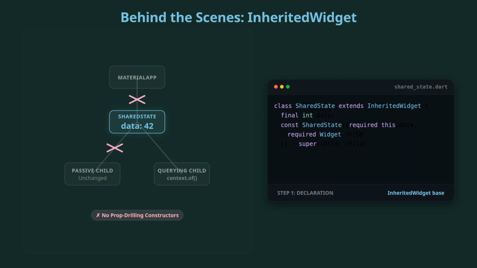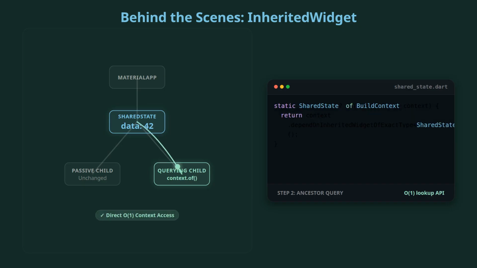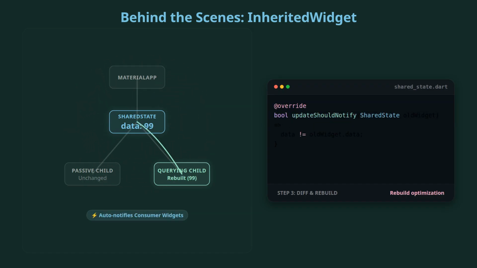Every single high-level state management package in the Flutter ecosystem, from Provider to Riverpod to Bloc, relies on a single built-in low-level widget, the InheritedWidget. Instead of passing data down through constructors, an inherited widget sits at the top of your widget tree. Any widget beneath it can query it directly using build context. When the data inside the inherited widget changes, it automatically notifies all descendant widgets that registered a dependency on it, triggering a targeted rebuild of only those specific widgets. It is incredibly efficient, but writing raw inherited widgets requires a massive amount of boilerplate code.